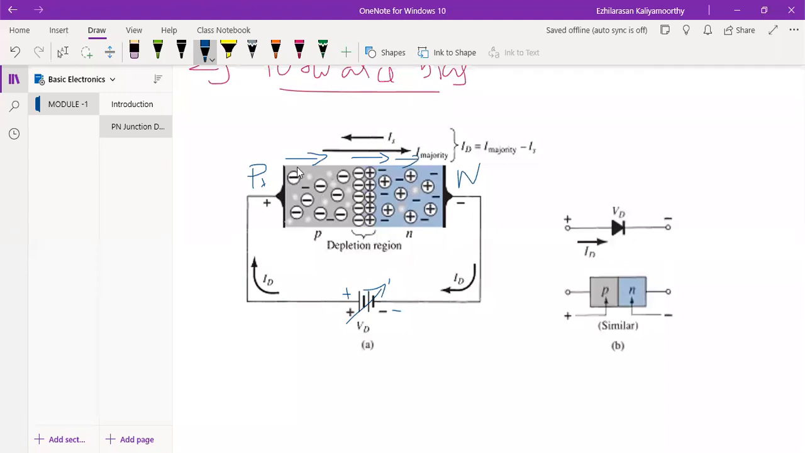The majority carriers will start to move here as well. That is the drift, or I can say the current will move this way. The electrons will move from P to N type, so the current will flow from N to P side. That is what we can say.